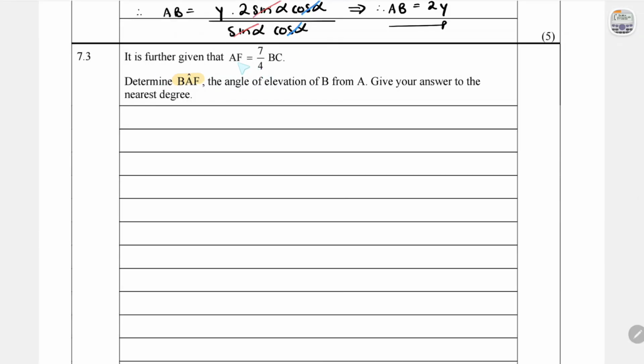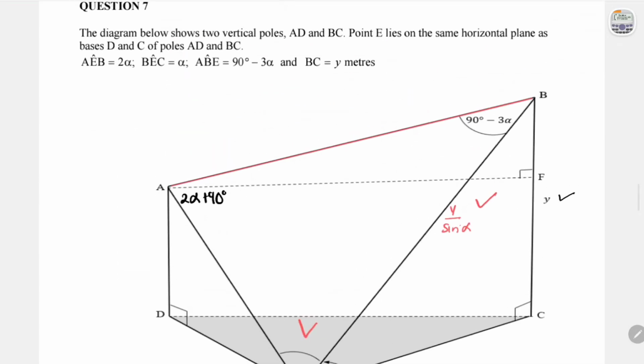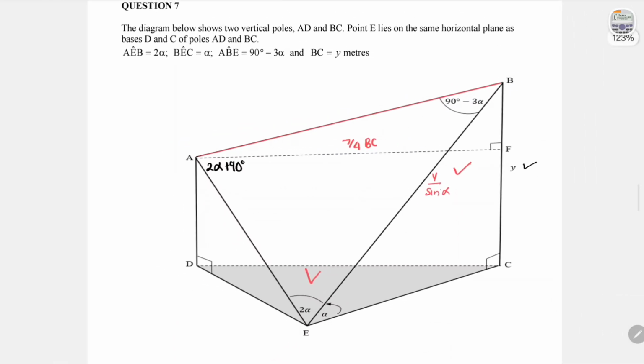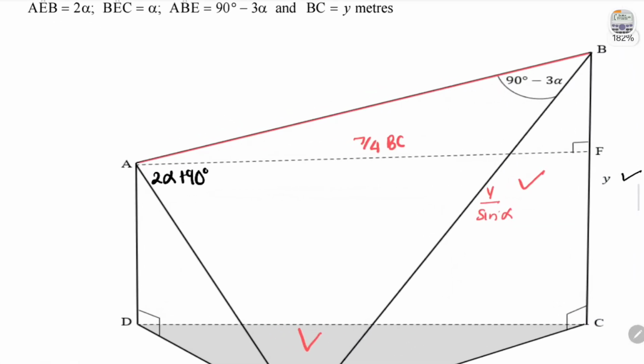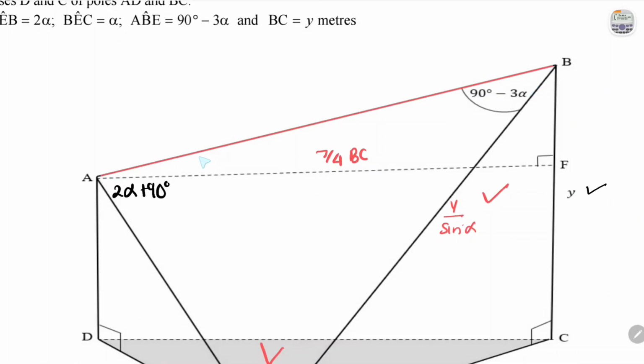Okay, so let's put that down. So AF is equal to 7 over 4 BC. So it's been named in terms of BC. AF is 7 over 4 BC. Okay, where is BC? BC is over here, which is y. Okay, so we'll just keep that in mind. That's just y. And then they told us to find this angle over here, BAF.